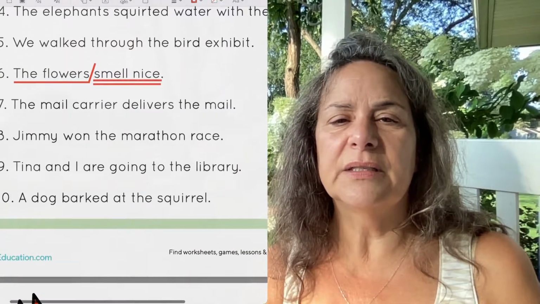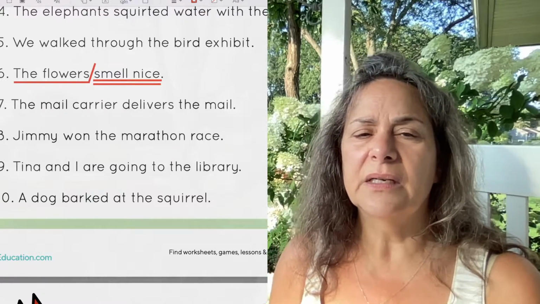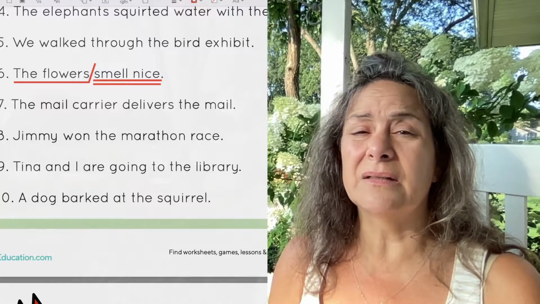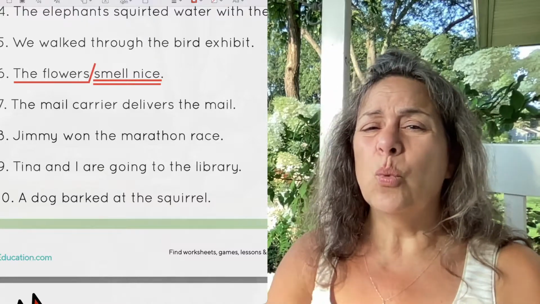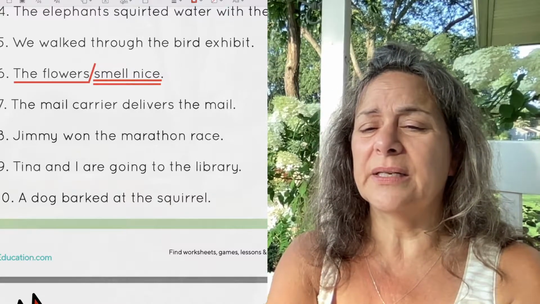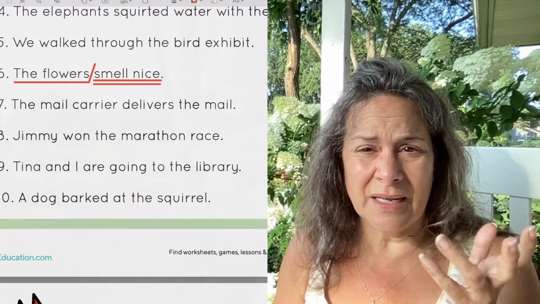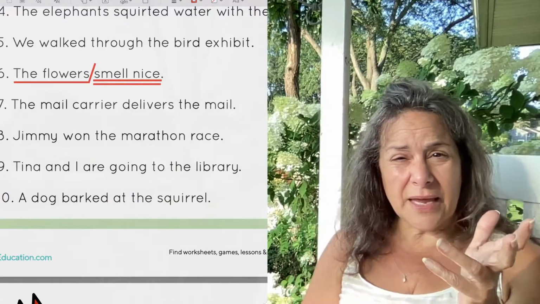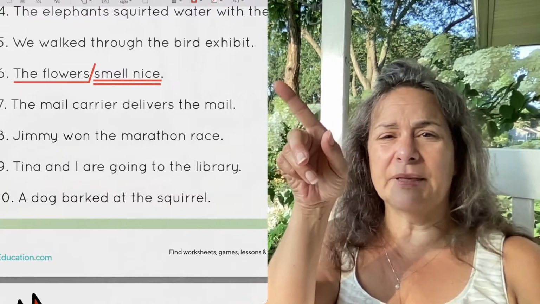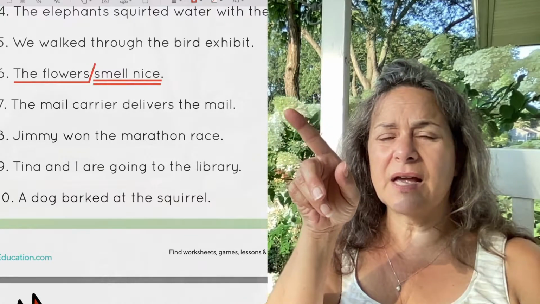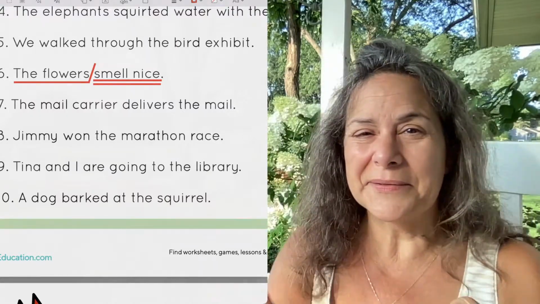The mail carrier delivers the mail. What kind of carrier? A mail carrier. That describes the carrier, doesn't it? What is the carrier doing? Delivering the mail. That's a thing. That's an object, isn't it? The mail is a thing. So sometimes we have sentences that describe, like smells nice. Other times we have sentences that are things. The mail. All right?